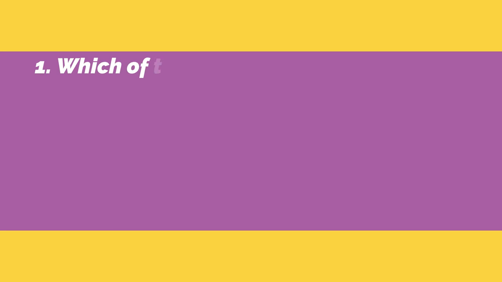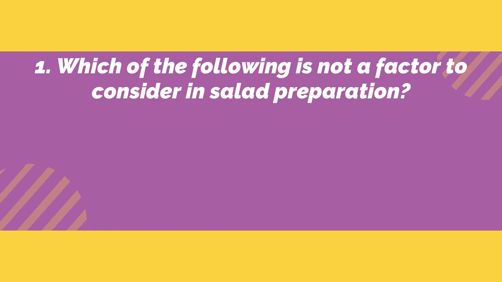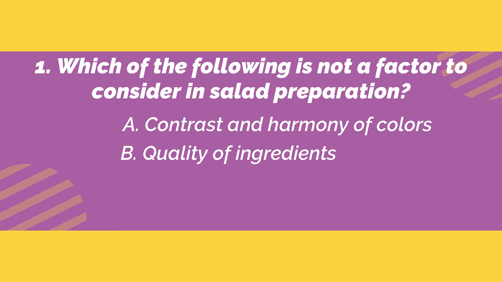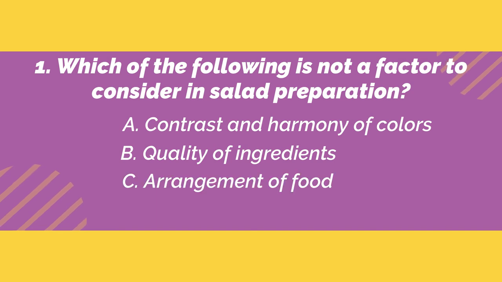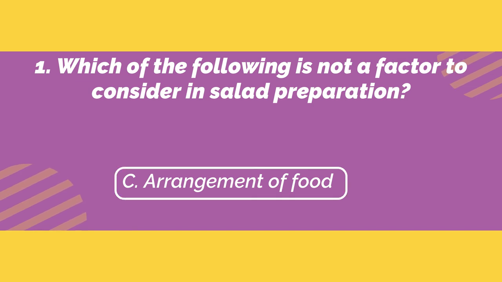Now, let us evaluate what you have learned. Direction: choose the correct answer among the given choices. Number 1. Which of the following is not a factor to consider in salad preparation? Letter A, contrast and harmony of colors. Letter B, quality of ingredients. Letter C, arrangement of food. Letter D, proper food combinations. The correct answer is letter C, arrangement of food.